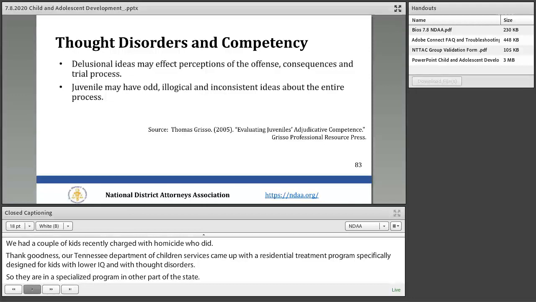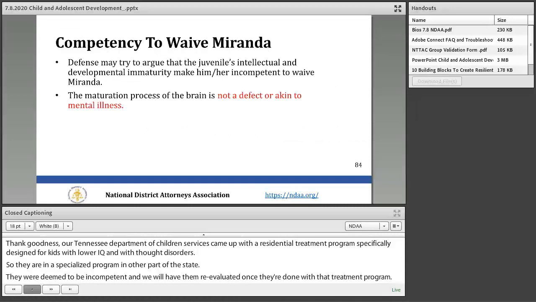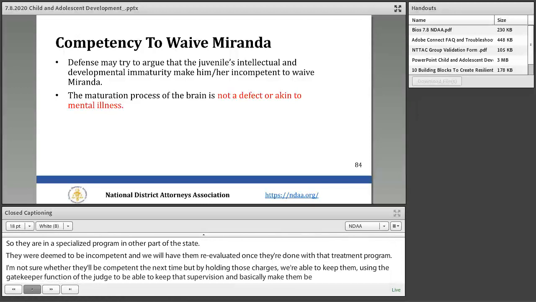They were deemed to be incompetent, and we will have them reevaluated once they're done with that treatment program. I'm not sure whether they'll be competent the next time, but by holding those charges, we're able to keep them. We're using the gatekeeper function of the judge, being able to keep that supervision and make them be involved in these services and their families.